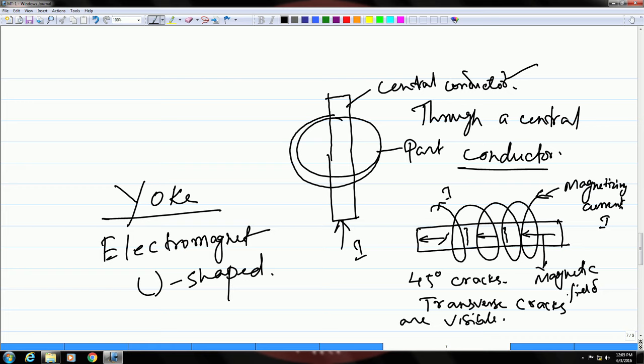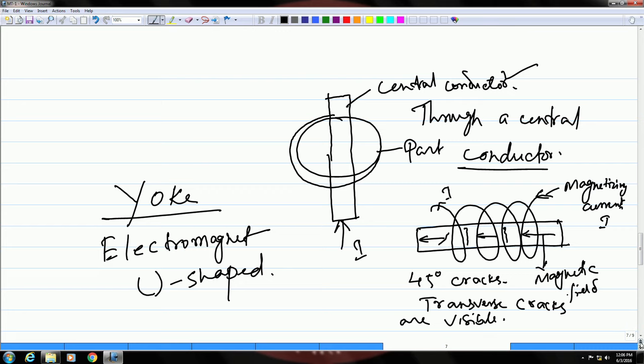Similarly, you can use a coil and insert the part through it. In that case also it will magnetize the part, and when you are sending the current through this coil, let us say this is the direction of the current, the magnetic field is not circular, in fact in this case it is longitudinal. So, the cracks which are transverse, that is perpendicular to the axis, will have the best visibility.